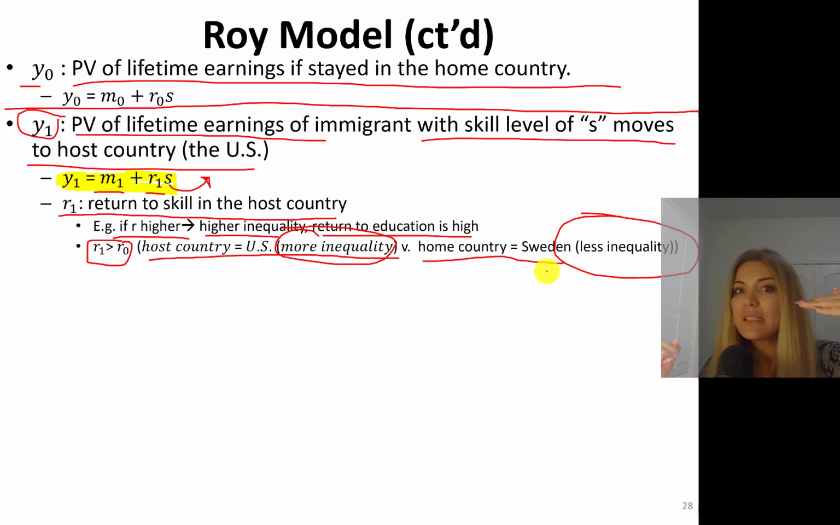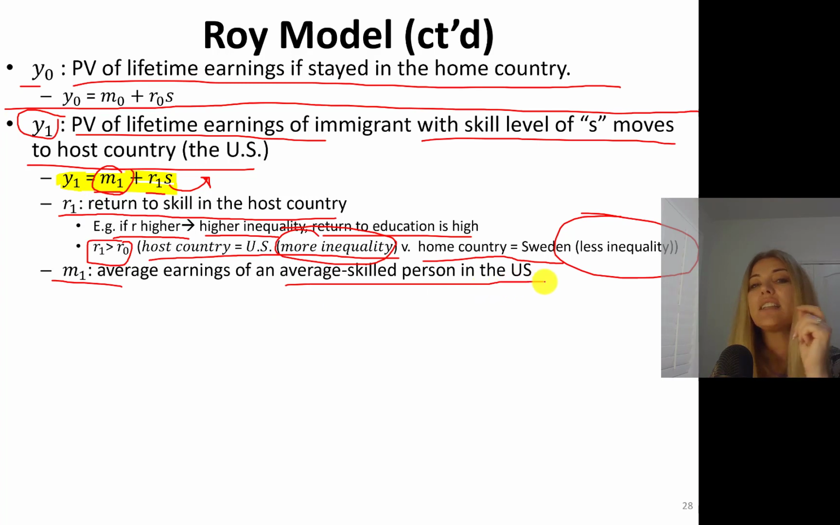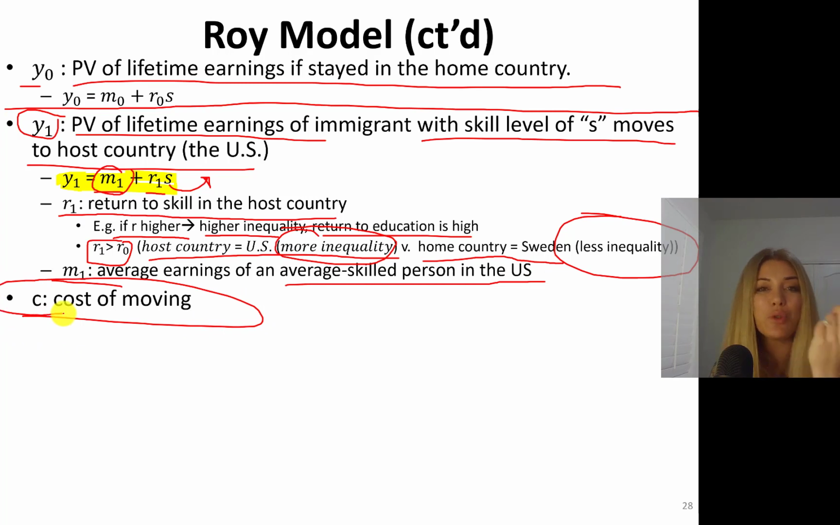There are little differences between the salaries of, let's say, a high school teacher and a professor, or a janitor and a bus driver. The differences are not that huge. In the US, we have higher inequality. M1, what is M1? Average earnings of an average skilled person in the US. C is the cost of moving. There is a cost associated with moving from a foreign country to the USA.